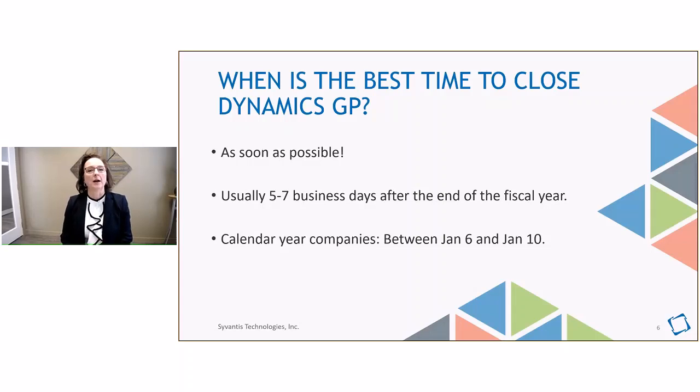And it's not that they have everything perfect at that time. It's that they have enough complete to do the close and to move on to the next fiscal year. So if you're a calendar year company, you should be planning to perform the closing procedures between January 6th and January 10th. And then we'll have a few stragglers that follow into the next week.